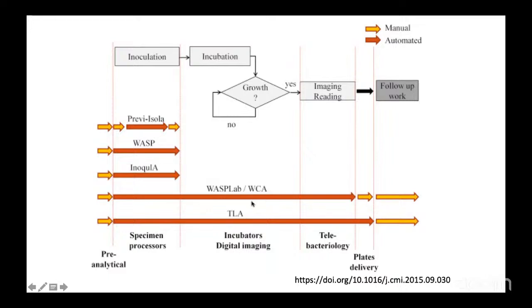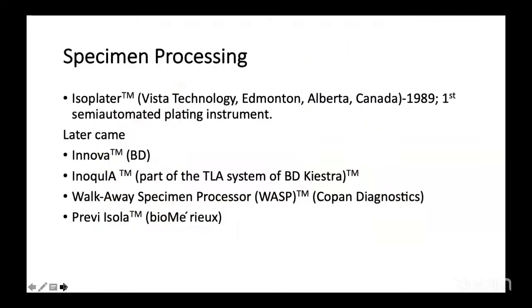So, what is the availability that we have right now? We are all moving towards manual only, but what all we can automate is what is shown here in orange color. So, when we talk about specimen processing, here you have something which is called an Isoplater. This came in 1989. It was the first semi-automated plating instrument. I don't know how many we have of these in India, but I saw this at work in Karolinska Institute in Stockholm when I went there in 2012.